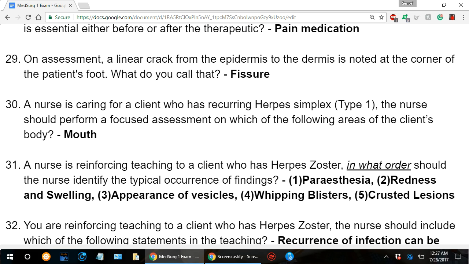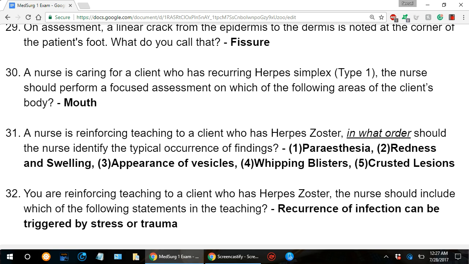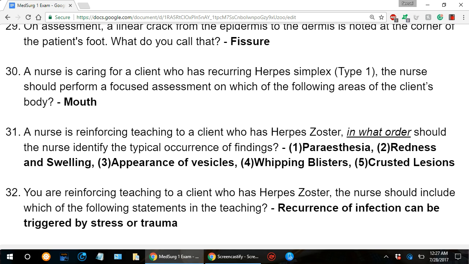A nurse is caring for a client who has recurring herpes simplex type 1. The nurse should perform a focused assessment of which of the following areas of the client's body? The answer is mouth.